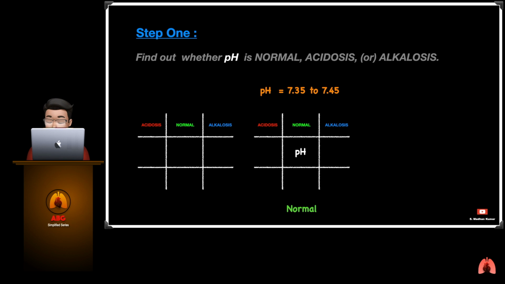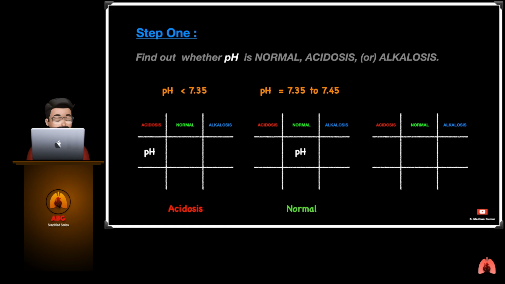If the pH value is less than 7.35, it is considered acidotic. So place the pH value under the acidosis column. If the pH value is greater than 7.45, it is considered alkalotic. Place the pH underneath the alkalosis column.